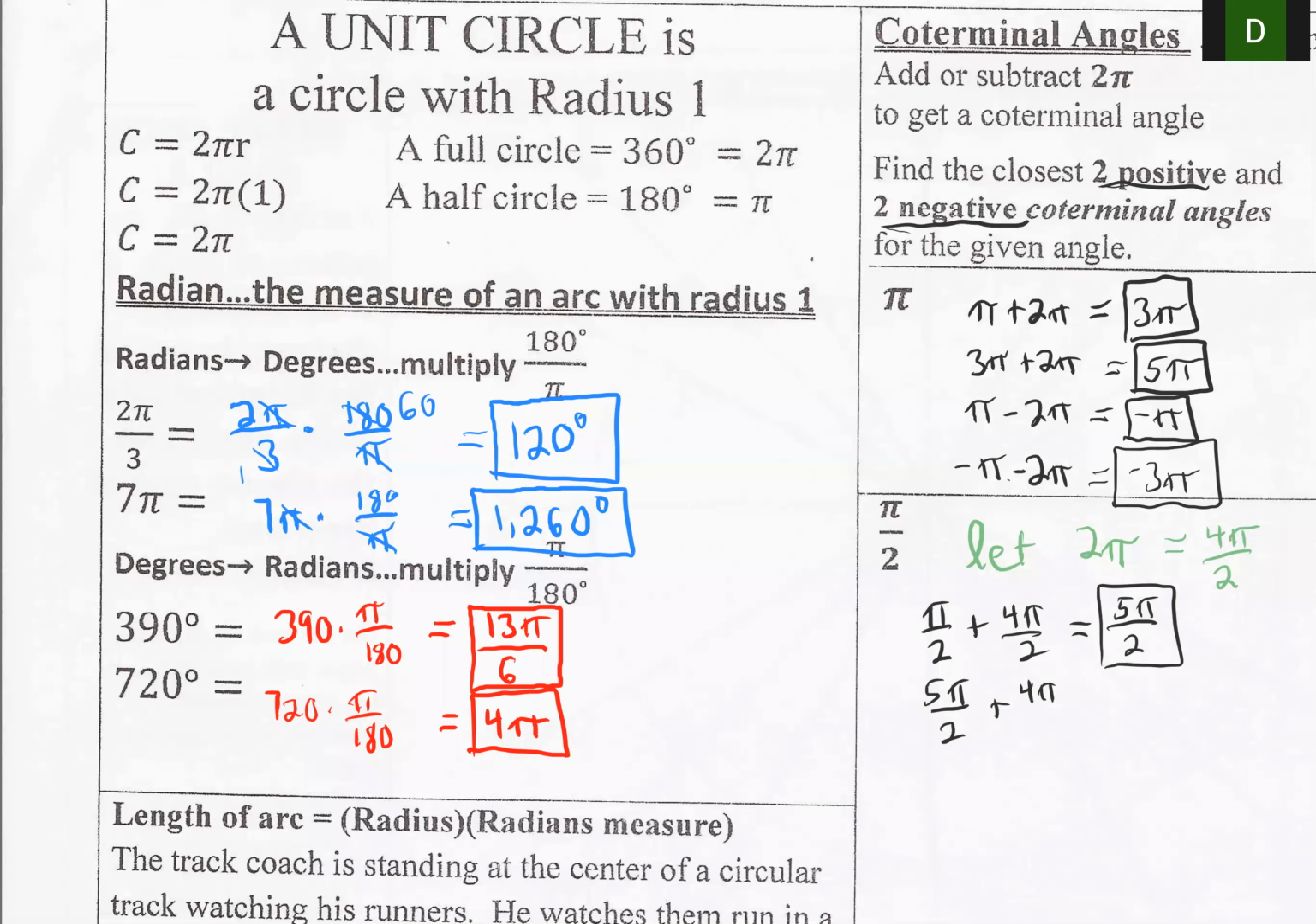And to get 2 negative coterminal angles, I'm going to be subtracting 4 pi over 2. So I'm going to take pi over 2, subtract 4 pi over 2. That's going to give me negative 3 pi over 2. And then I'm going to take negative 3 pi over 2 and subtract 4 pi over 2. And this is going to become negative 7 pi over 2.